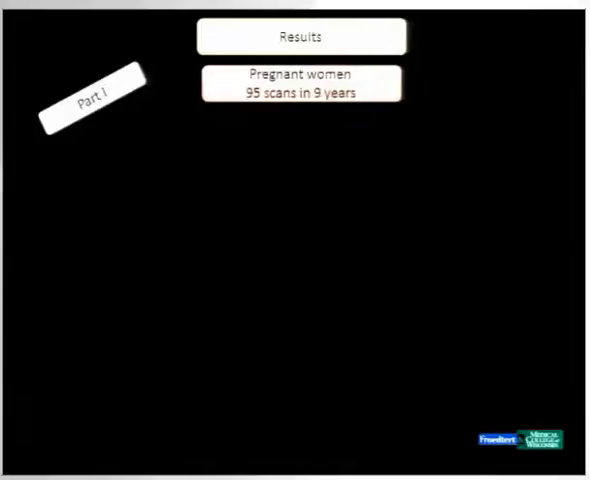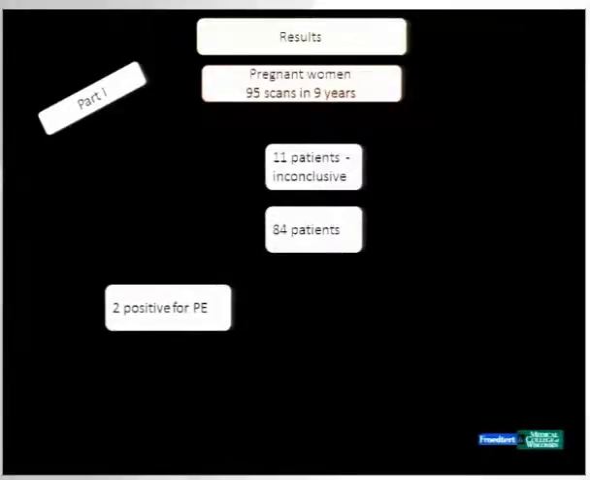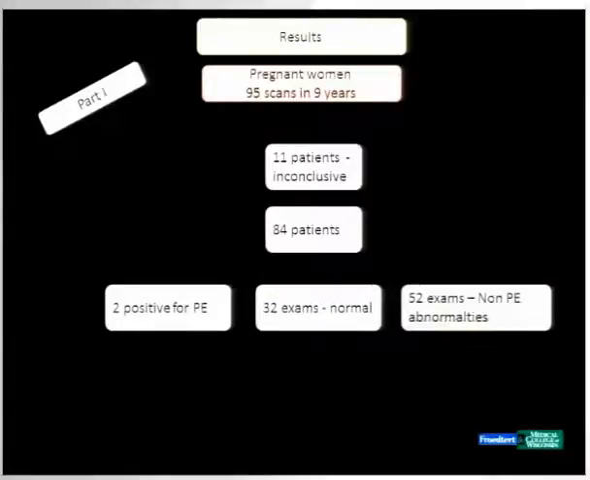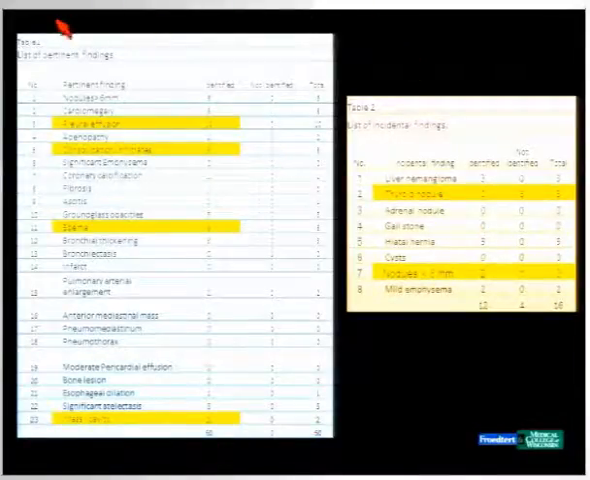So coming to the results, we had 95 scans performed in 9 years. 11 patients had inconclusive studies, so we had 84 patients in total. Two were positive for PE, 32 were completely normal, and 52 had non-PE abnormalities. This is a tabular distribution of how we divided the findings into potentially important findings and incidental findings.